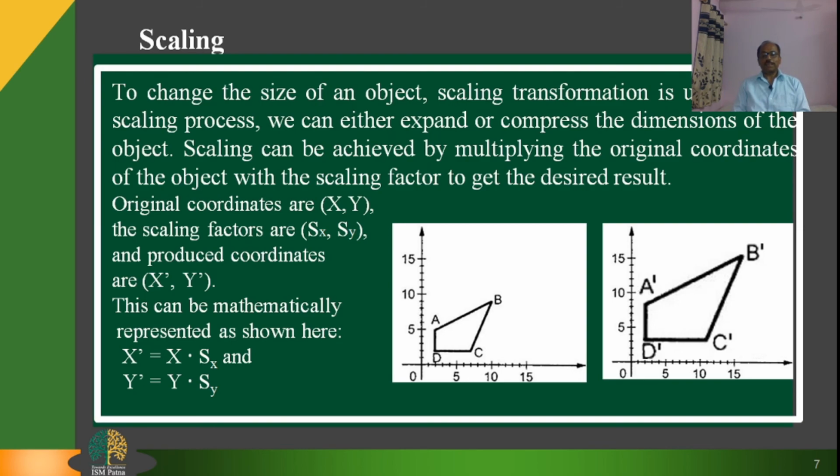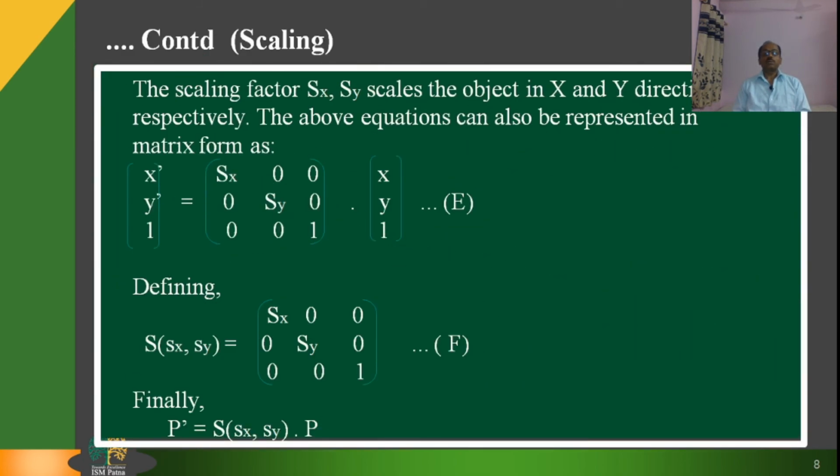So, let us assume that the original coordinates are x, y, the scaling factors are Sx, Sy, and the produced coordinates are x dash, y dash. This can be mathematically represented as x dash is equal to x into Sx and y dash is equal to y into Sy. So, the scaling factors Sx and Sy scale the object in the x and y direction respectively.